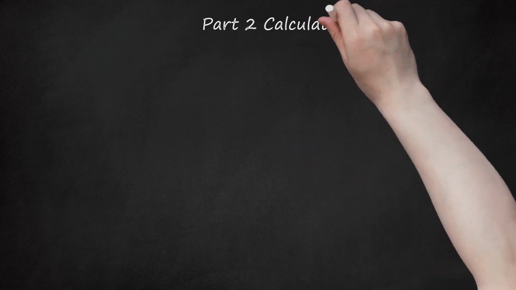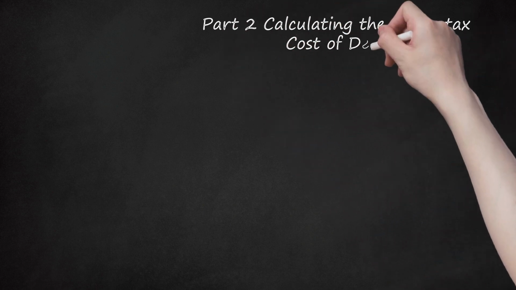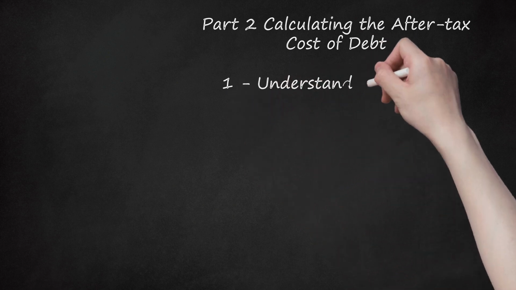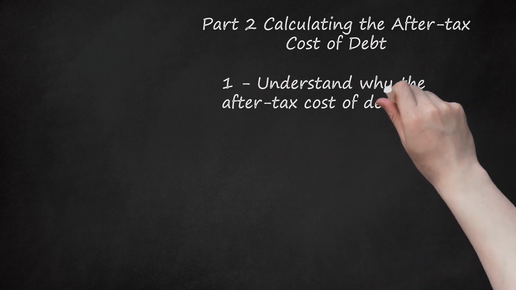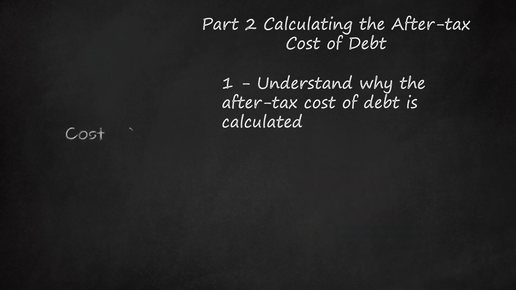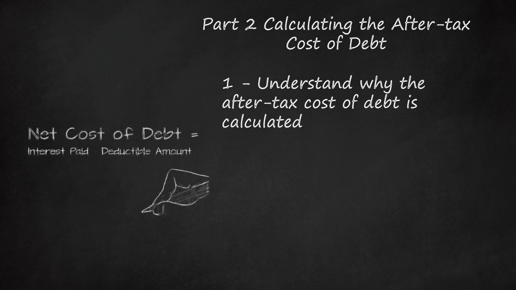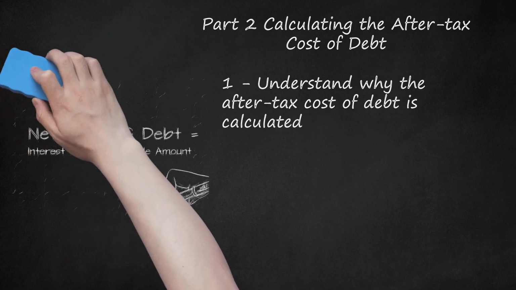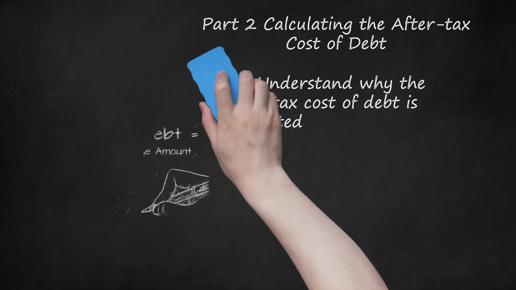Part 2: Calculating the after-tax cost of debt. 1. Understand why the after-tax cost of debt is calculated. The interest a company pays on its debt is tax-deductible. Therefore, it is more accurate to adjust for this tax savings when calculating the cost of debt. The net cost of debt equals the interest paid less the deductible amount of the interest payments. The after-tax cost of debt gives investors information about the stability of the company. Companies with a high after-tax cost of debt may be riskier investments.